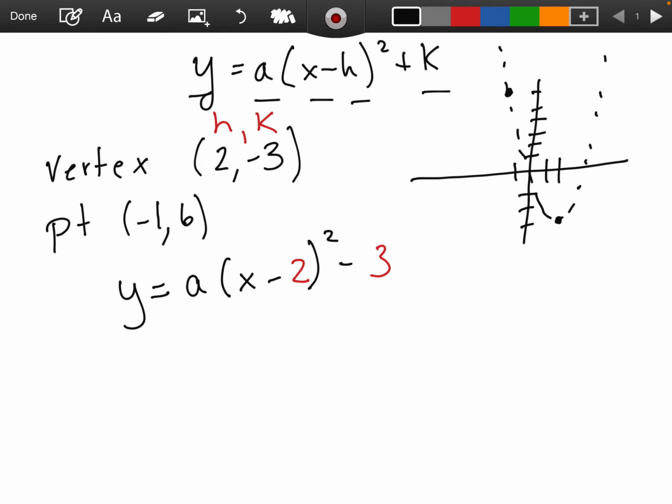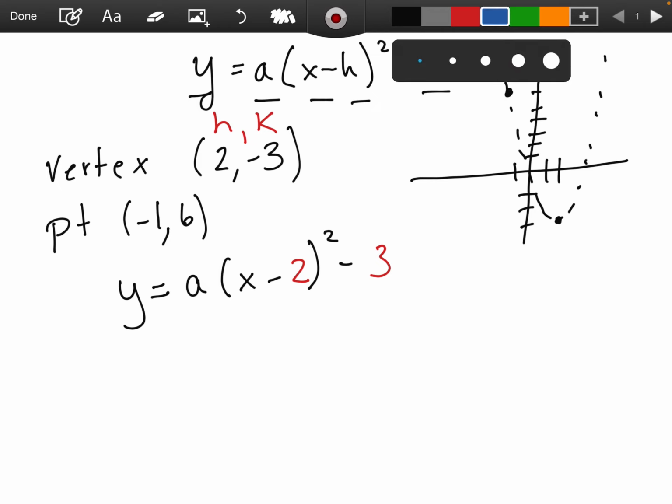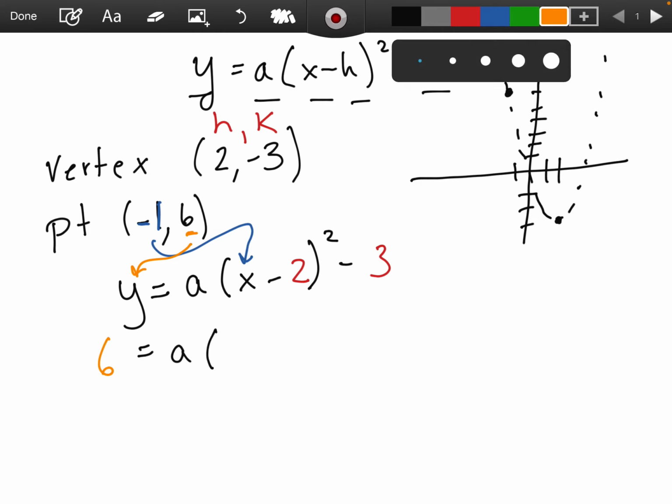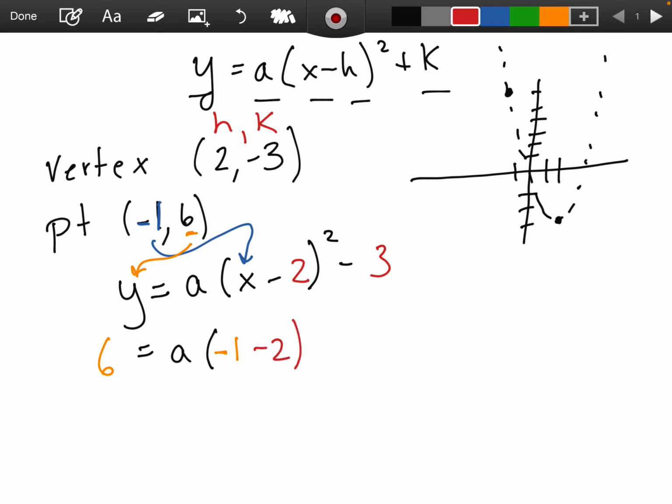So now I have that in there, but I still don't know a. Now I could choose any x and find a y, but if I don't know a, I can't really find y. So I have to use this point. I have to use that this is an x and that this is a y. Once I know x and y, I can find a. So let's go ahead and do that. I know that y is 6 equals, I don't know a yet, but I do know x. That x is -1. I then have the (-2) squared, -3.